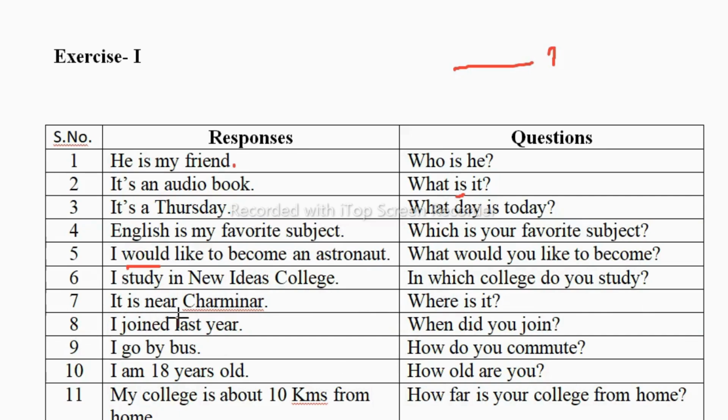Next one, it's near Charminar. Now where is it? Where shows place. If someone says it's near Charminar, what will be the question? Where is it? If someone asks where is it, then the answer would be it's near Charminar.